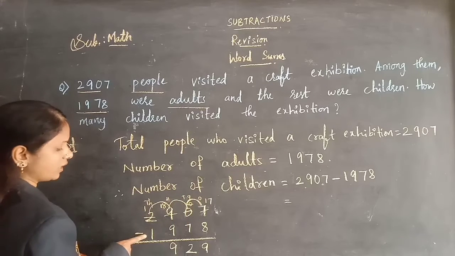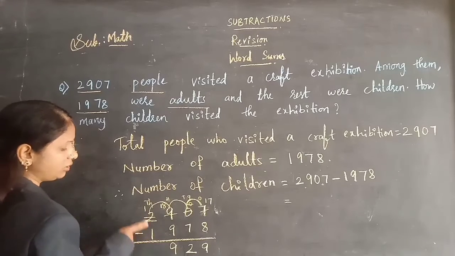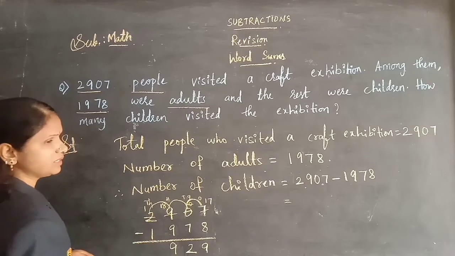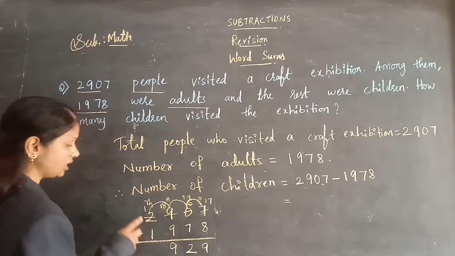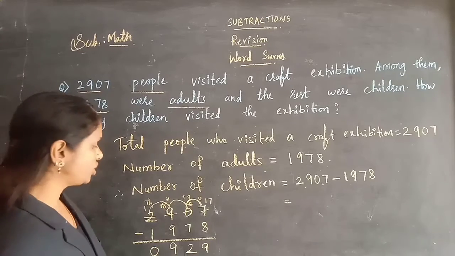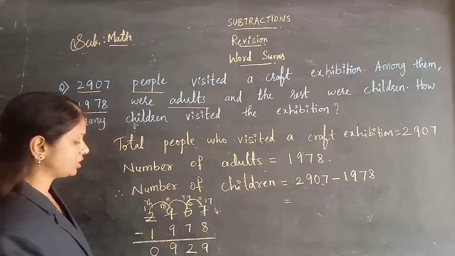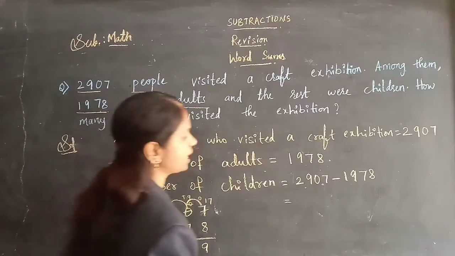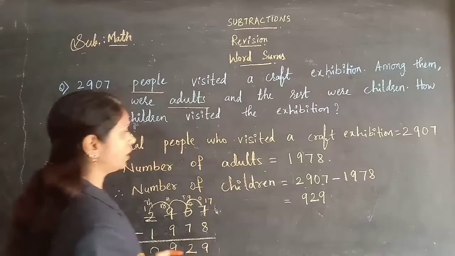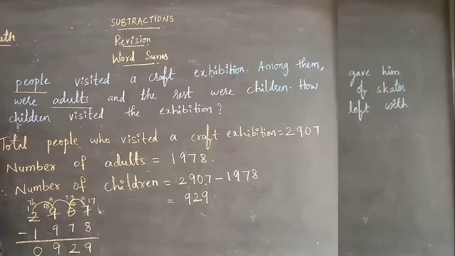Now 1 minus 1. Same numbers on top and bottom. If you have the same numbers in the thousands place or any place and you are subtracting, it will be 0, children. 1 minus 1 is 0. So how many children visited that examination here? 929 children were there who visited a craft examination.